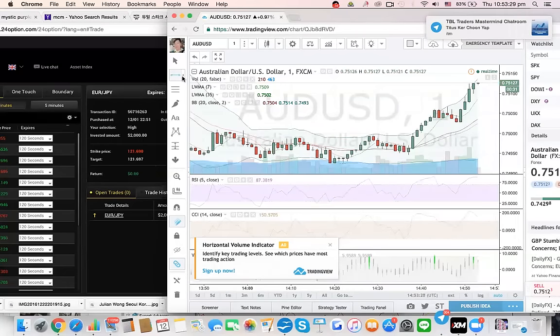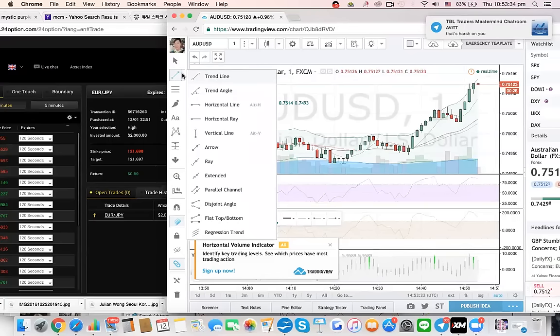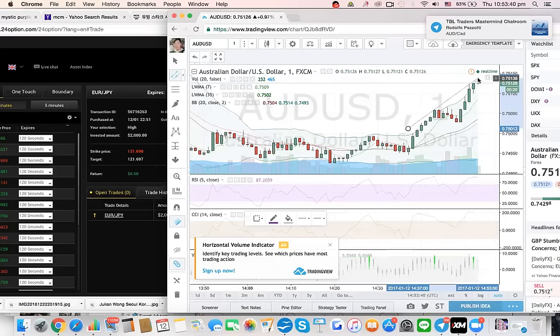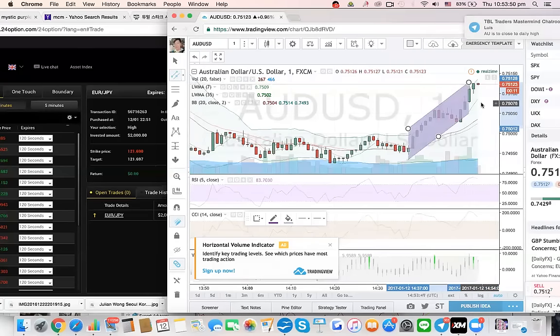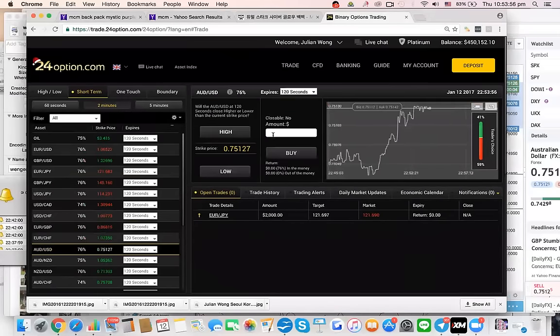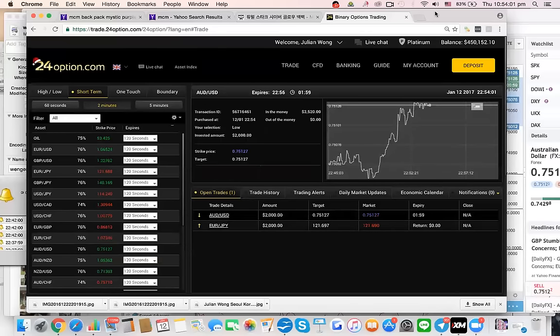Aussie USD. Let's see. Okay, trend line, channel, parallel channel. There we go. Aussie USD. Let's try a 2-minute put. We definitely can get a channel movement on this one. So let's go.